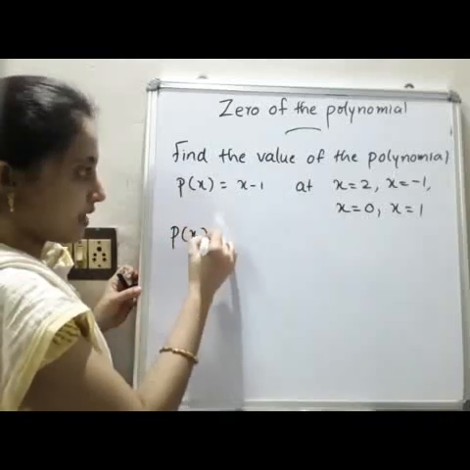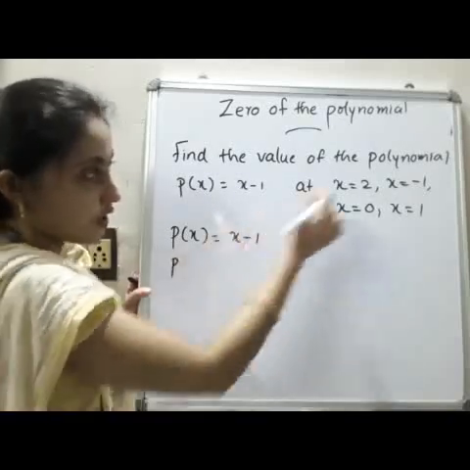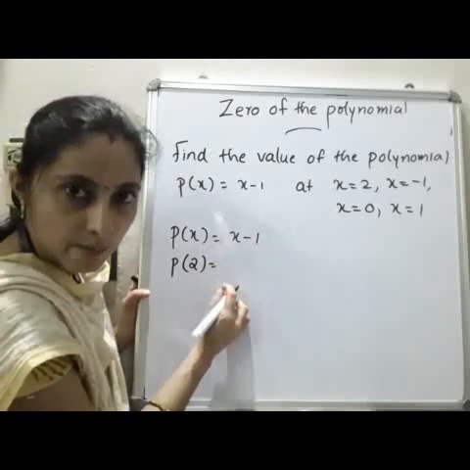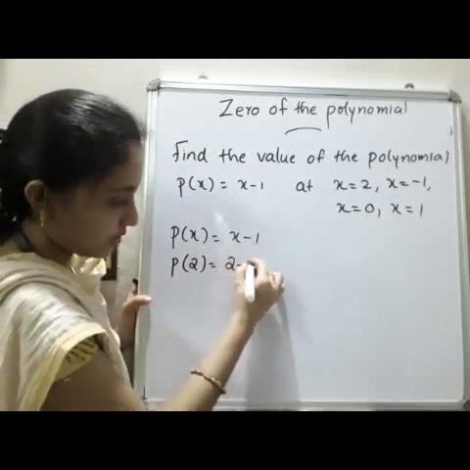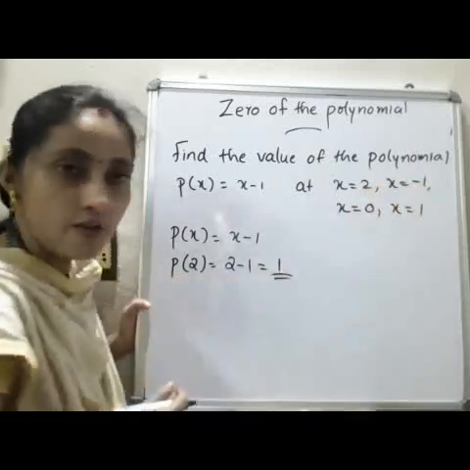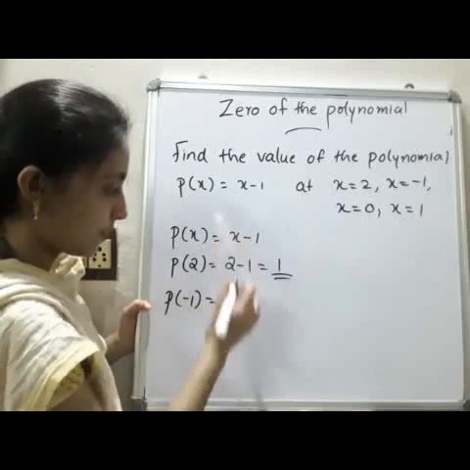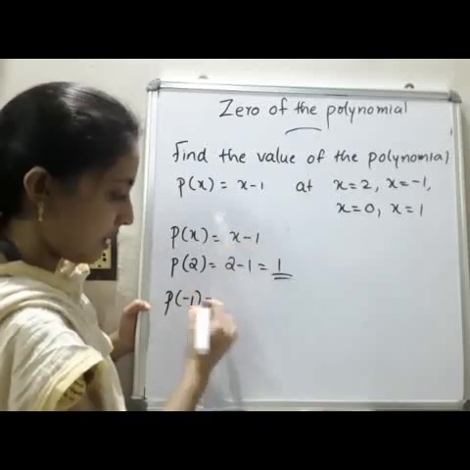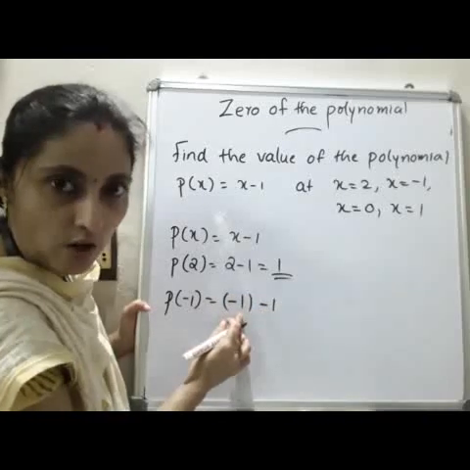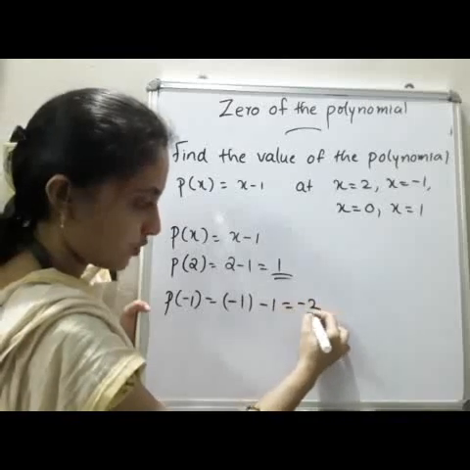So how do you do it? First you have to write P of x is equal to x minus 1. The next step is P of 2 that you have to find. So P of 2 is equal to replace x by 2, so 2 minus 1. What is 2 minus 1? 1 itself. Next we want to find P of minus 1. P of minus 1 is equal to, replace x by minus 1, that is minus 1 minus 1. If it is a negative number you have to put brackets. So minus 1 minus 1 is equal to minus 2.